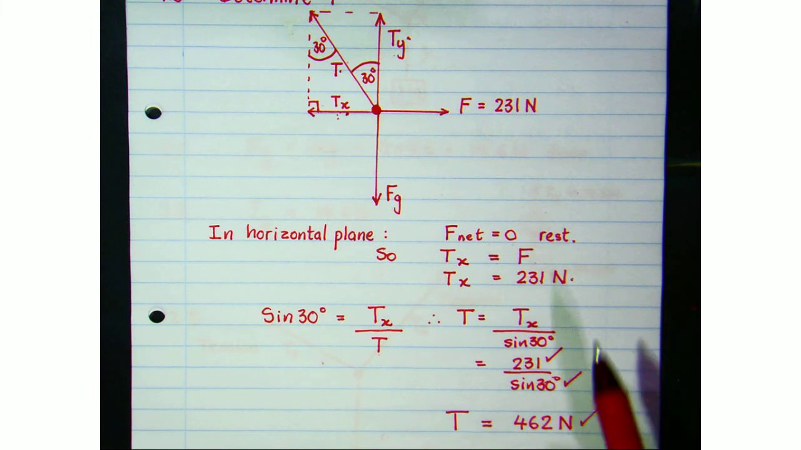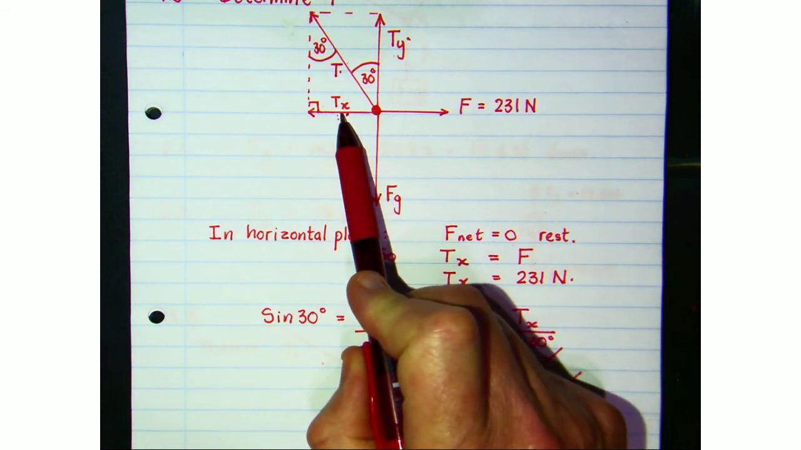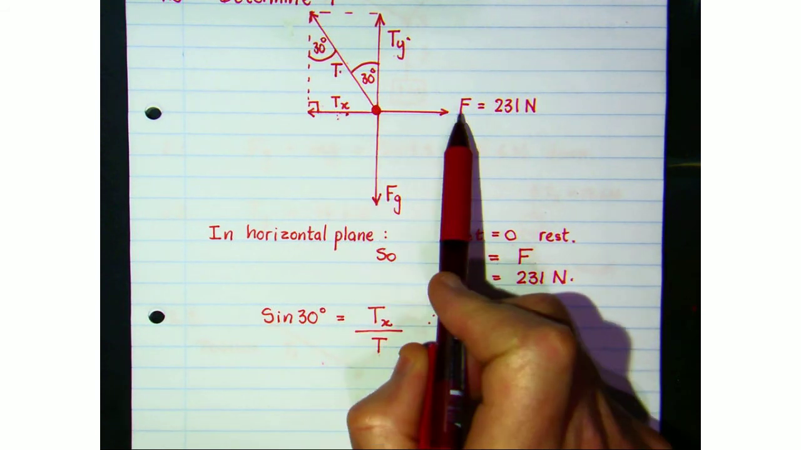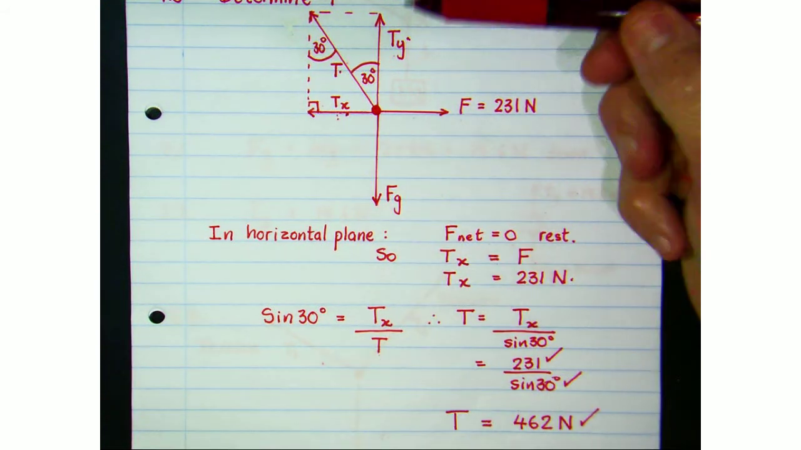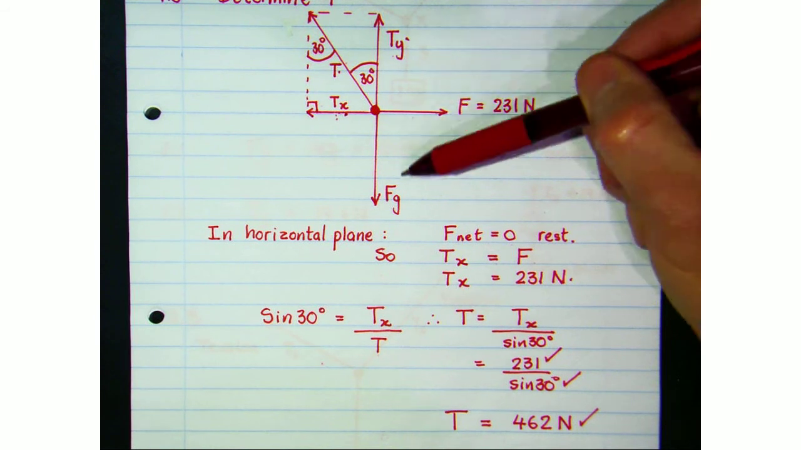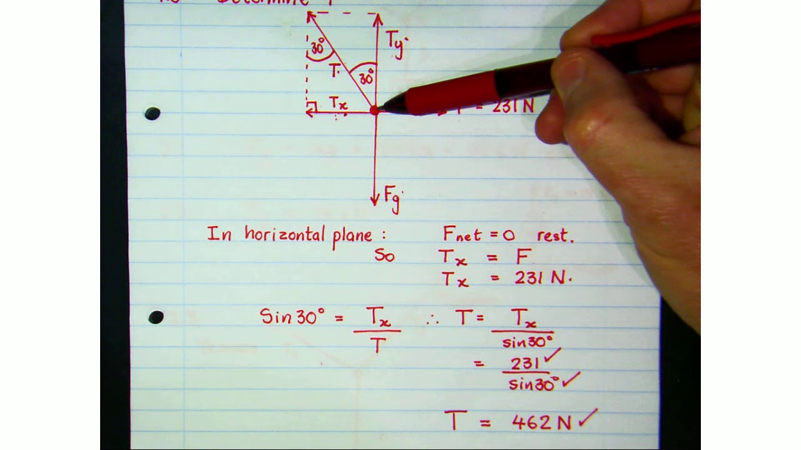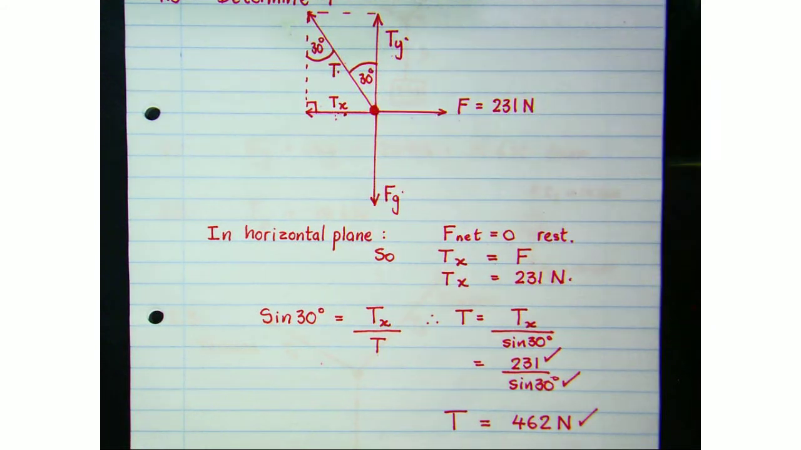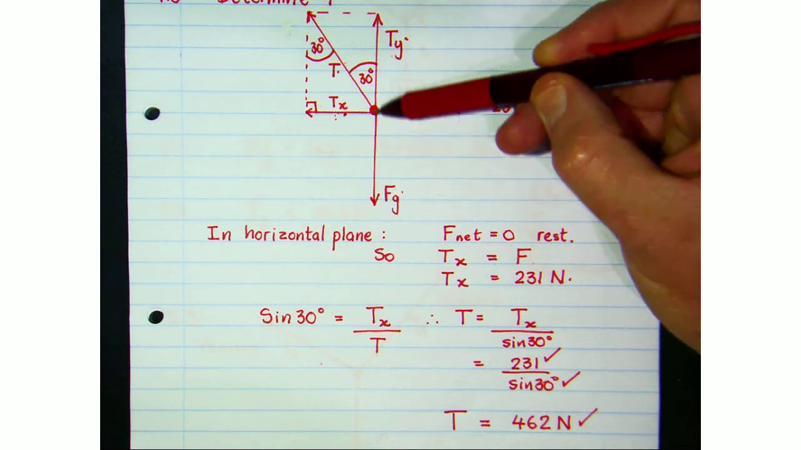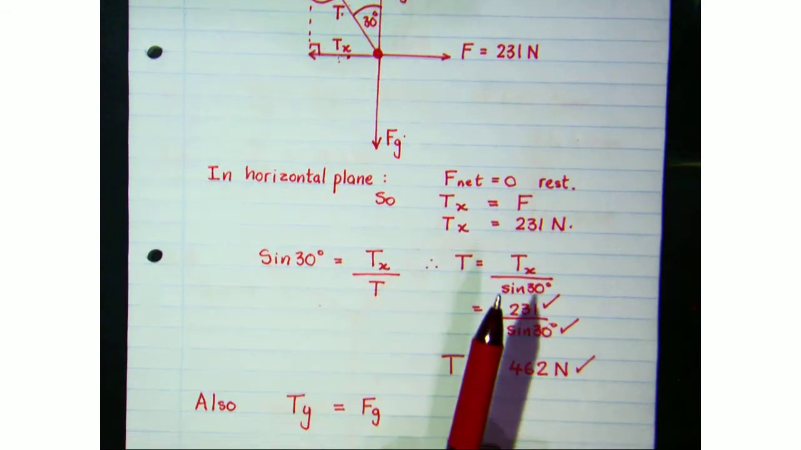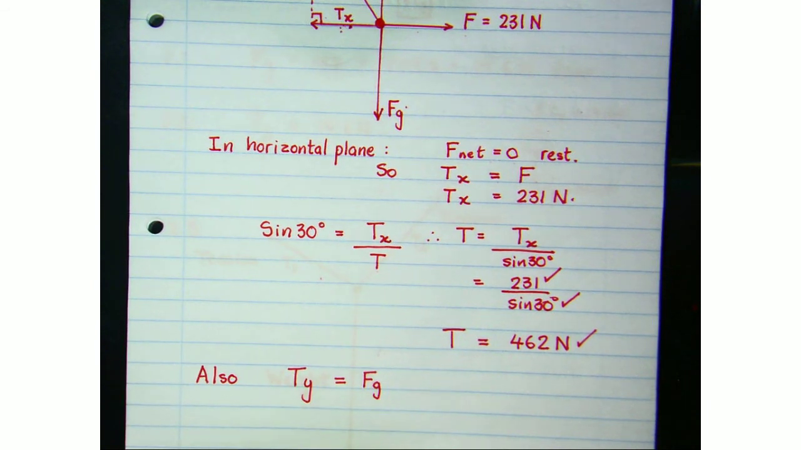So what have we applied? We've taken a force, we've resolved it into its horizontal component. We've said Tx is equal to that because there's no net force in the horizontal plane. We could also say that Ty is equal to Fg because these two forces need to be balanced in order for there to be no net force in the vertical plane. So we could also make a statement that Ty is equal to Fg, and we could solve the problem that way.